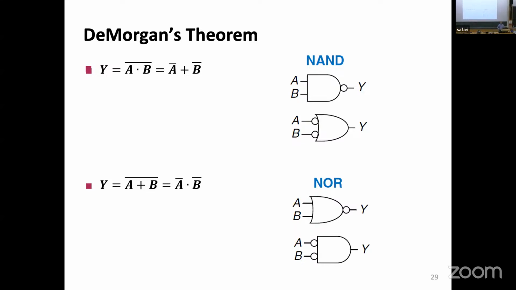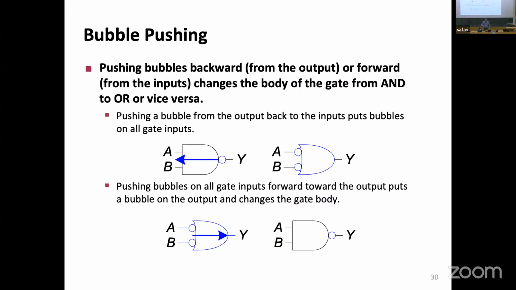Now this is a very visual kind of theorem. And there are these bubbles, these inversions, and you can push the bubbles around. I like it, it's super cool. You have this bubble, you can push the bubble back to the inputs, and those guys get inverted. The only thing you have to remember is anytime the bubble is pushed back, whatever is AND becomes OR, whatever is OR becomes AND.